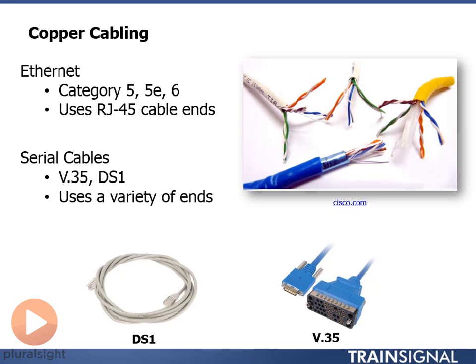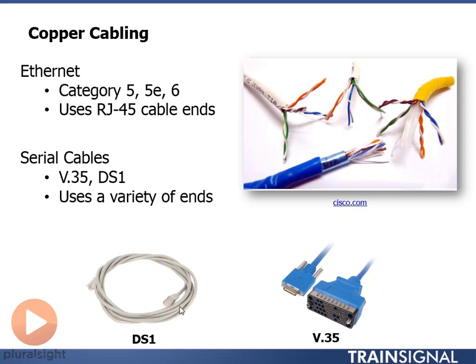Serial cables. There are tons of different kinds of serial cables. V.35 is one, DS1 is another. They use a variety of different types of ends. Here we have a smart jack end at one, and this big giant plug at the other end. This big giant plug is a very old school plug. This little smart jack is a newer one. The DS1 cable accomplishes the same thing as this V.35 cable.